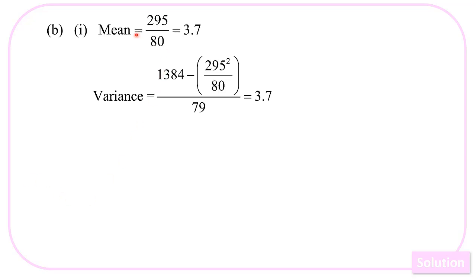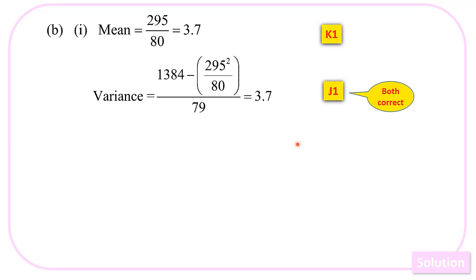Okay, for question B, we want to find the mean. Mean is the sum of x divided by n. We have to write the answer correct to 1 decimal place. So the answer is 3.7. For the variance, use the formula of variance: the sum of x squared minus the sum of x squared divided by n, over n minus 1. And the answer must be correct to 1 decimal place, also 3.7. So this is Q1, G1.